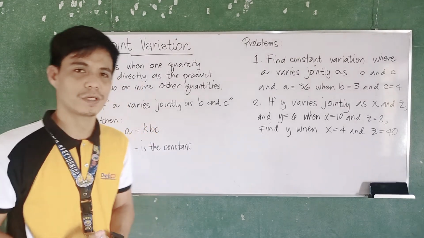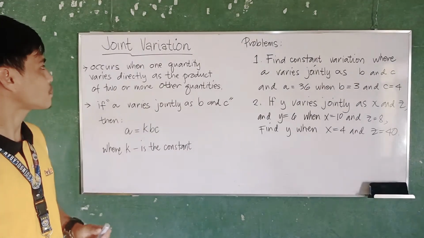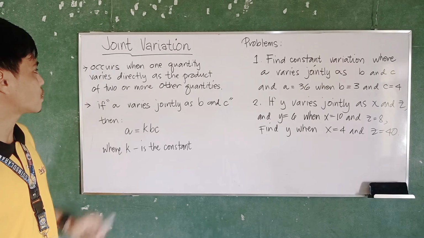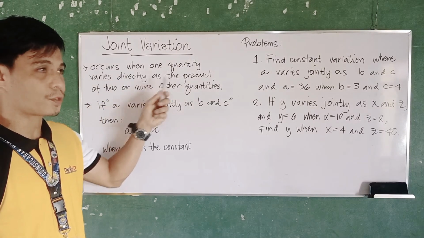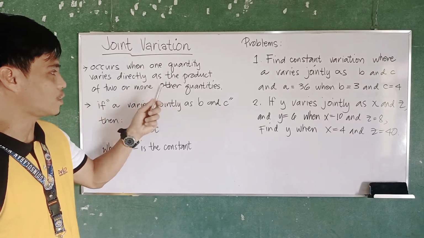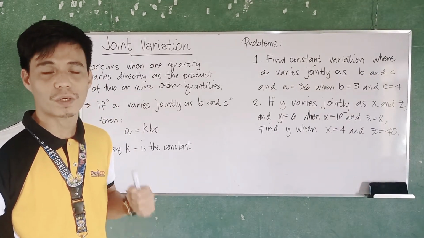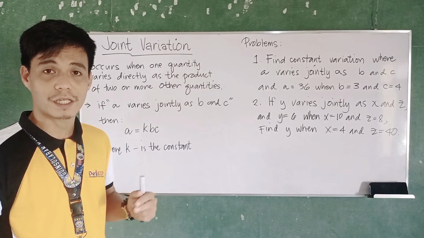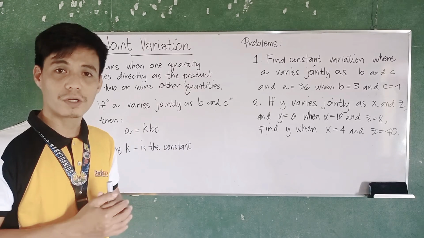Okay, so let's go with the concept with regards to joint variation. Joint variation occurs when one quantity varies directly as the product of two or more other quantities. So, nangyayari daw to guys kapag yung isang quantity nagva-varies directly dun sa product ng dalawa or more quantities.